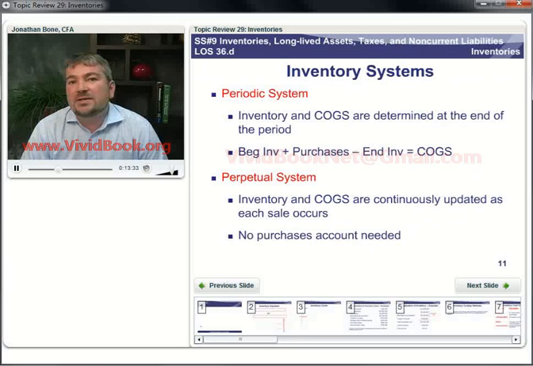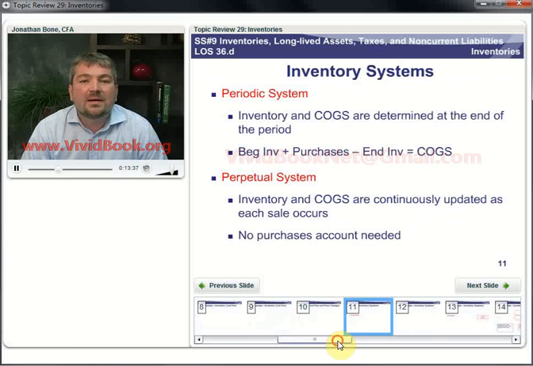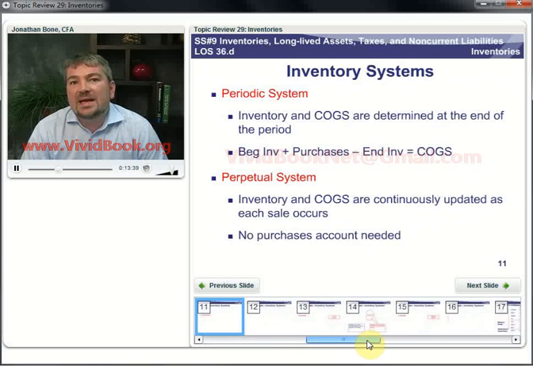Inventory and cost of goods sold are determined at the end of the period, normally at the end of the year. So what we have in our income statement is beginning inventory, we add on the purchases we made in the year, and we then subtract the ending inventory representing the inventory we've not yet sold to get our cost of goods sold. Now in a perpetual system, inventory and cost of goods sold are continuously updated as each sale occurs. So you don't have any purchases account.